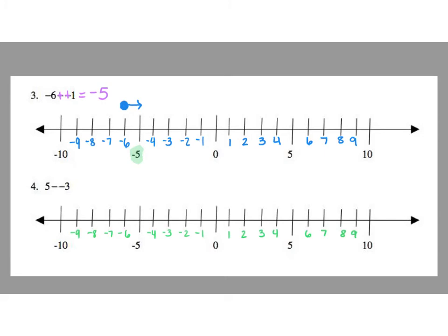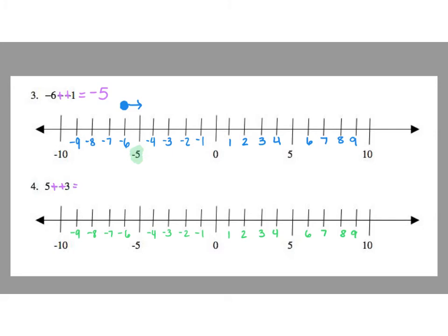In the next problem I see 5 minus negative 3. Again, I see the subtraction sign right next to the negative sign in that second number. So I need to change both of these to be positive signs. So now instead of 5 minus negative 3, I have 5 plus positive 3. Remember, it's very important that you change these signs first before you start plotting your point on the number line.